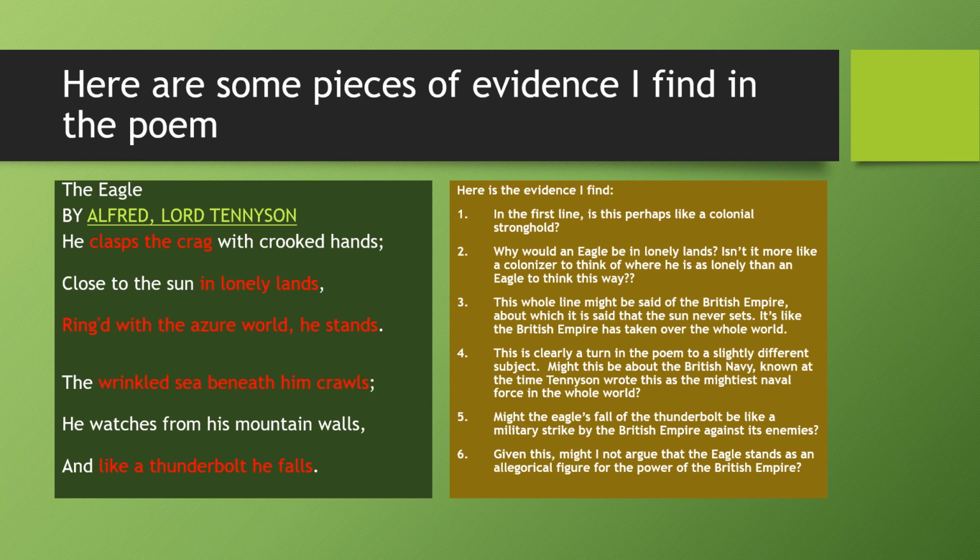But I suggest that one way to interpret this poem would be to see the eagle, even though the eagle is not the heraldic bird of the British Empire per se, it's nevertheless possible that in this poem, Tennyson is using the eagle to represent allegorically the abstract idea of a British Empire and its majesty over the world.